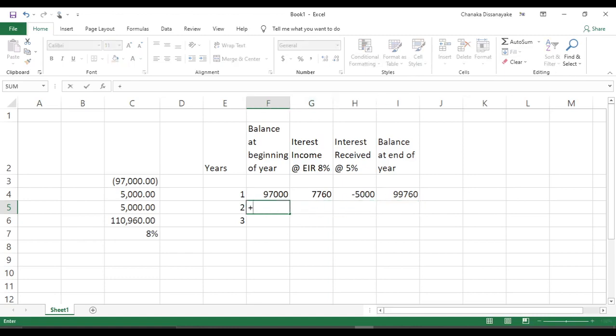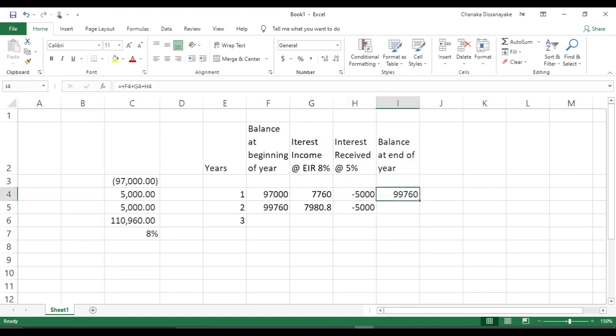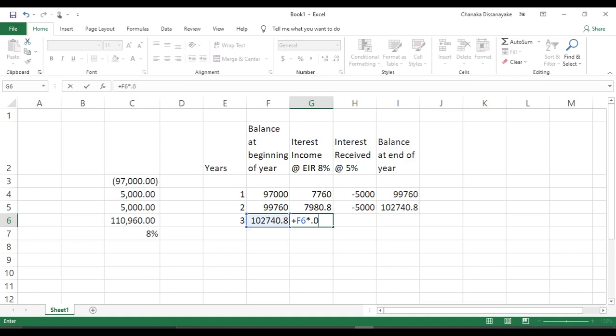Next year, you are taking this balance as the opening, 99,760. Then when you calculate the amortized cost for the second year, you are taking opening amortized cost into 8%. Then second year also you are getting the same interest income, that is 100,000 into 5%, which is 5,000. So your second year end amortized cost will be 102,760. Third year you are taking this balance as the opening, and you apply 8% effective. Always you are using amortized cost into the effective interest rate. Third year it will be 8,219. And third year also, how much cash flow are you getting at the third year?